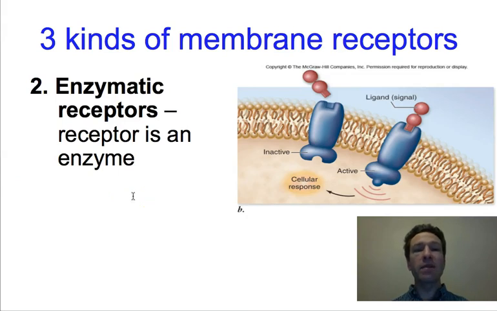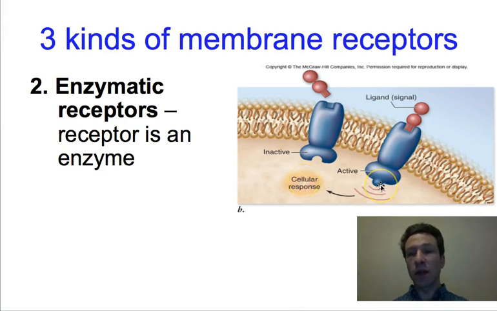Next, we can have enzymatic receptors. For an enzymatic receptor, the receptor might be turned off until the ligand binds, and once the ligand binds, even though it's binding on the outside of the cell, in the extracellular space, this can then lead to enzymatic activity of the portion of this protein that is inside the cell. So it goes from being inactive without the ligand to active with the ligand. Once it's active, then this can do something that then leads to a cellular response.